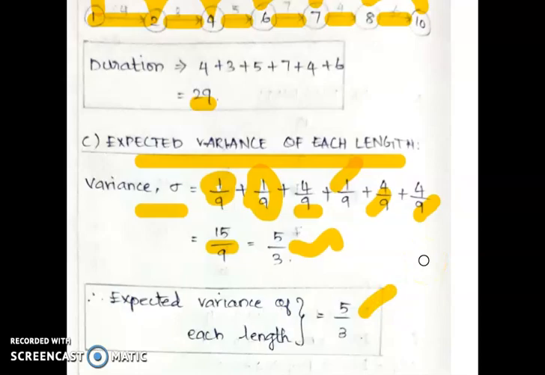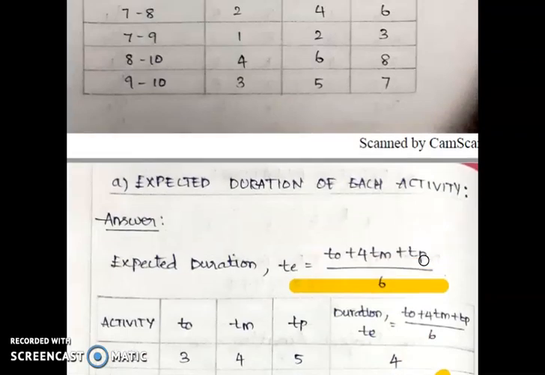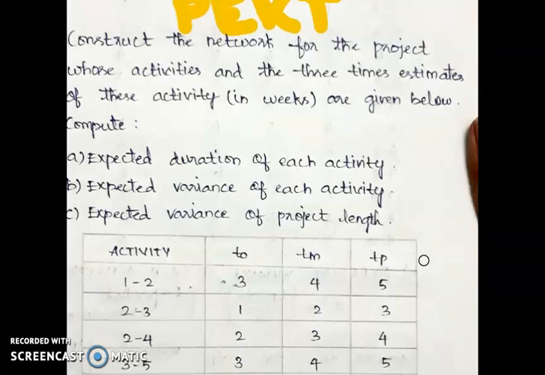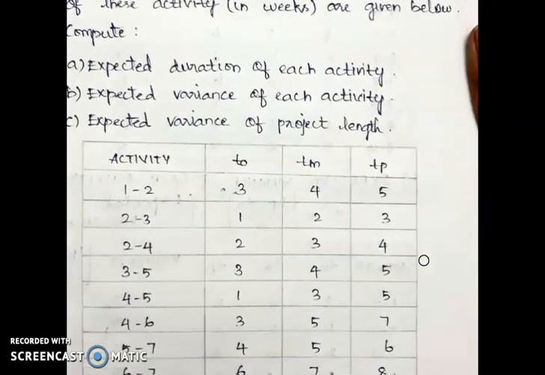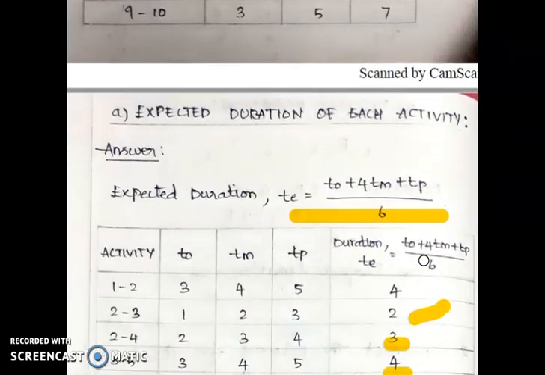So in the project evaluation technique we find three solutions: expected duration of each activity, expected variance of each activity, and expected variance of the project length. Before, we discussed the critical path method; right now we are discussing the project evaluation method. With these two techniques, project estimation, resources, time, and everything can be solved.